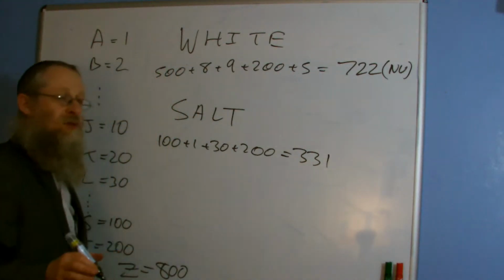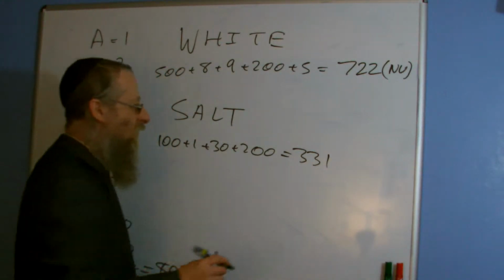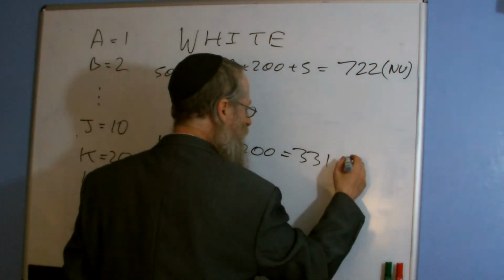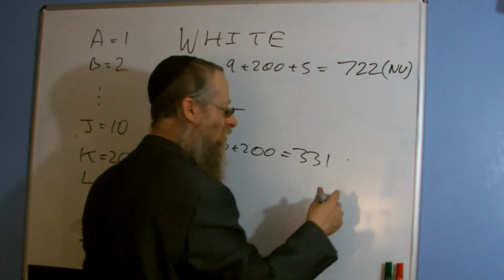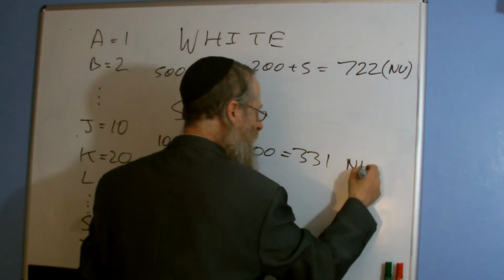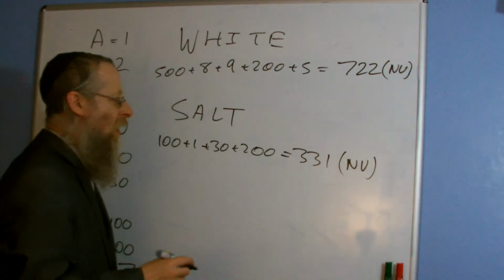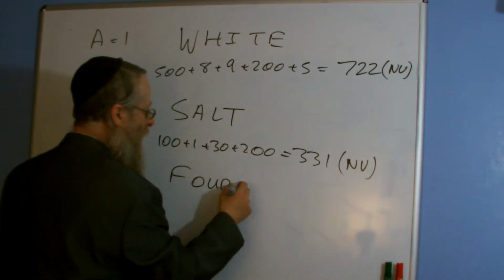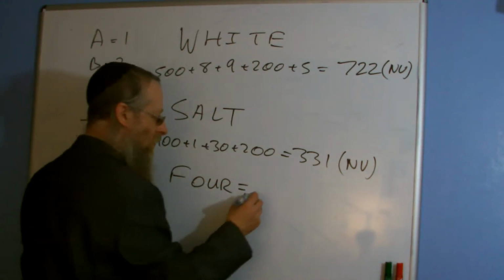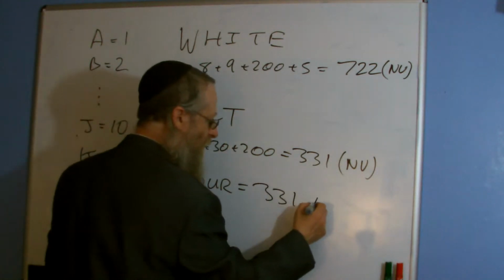That's where I got the idea of 4, because salt comes in cubes, and each side is a square with 4 sides. This is NV, normal value. Okay? And if you take the word 4, its large value is 331.